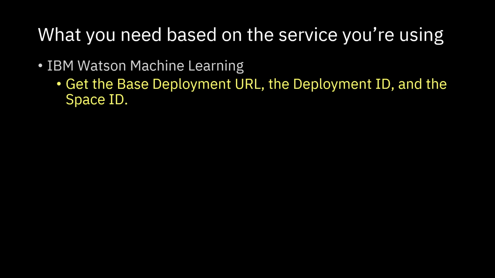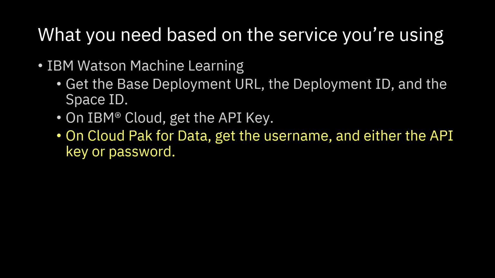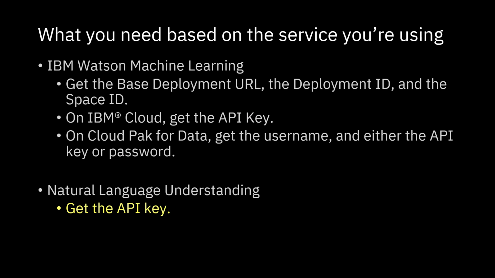There are also some requirements based on the service you are using. If you're using IBM Watson Machine Learning, get the base deployment URL, the deployment ID, and the space ID. For IBM Watson Machine Learning on IBM Cloud, get the API key. And for Watson Machine Learning on Cloud Pak for Data, get the username and either the API key or the password. If you're using Natural Language Understanding, you only have to get the API key and the URL.